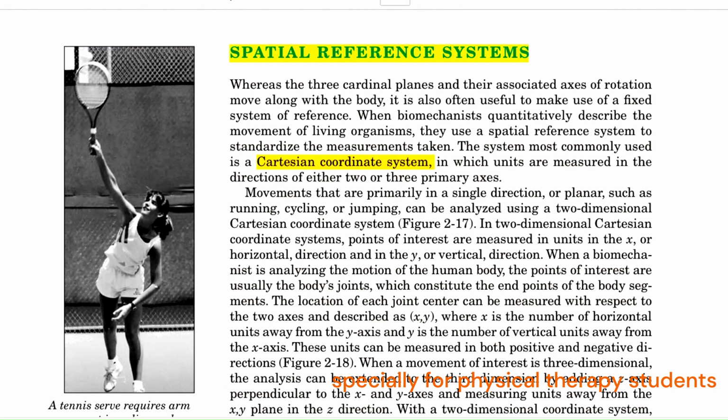The two-dimensional system is used when analyzing movement that occurs mainly in a single plane, not including any other plane. For example, if the movement occurs only in the sagittal plane, you can analyze that movement in a two-dimensional system. Running, cycling, and jumping are included in this.